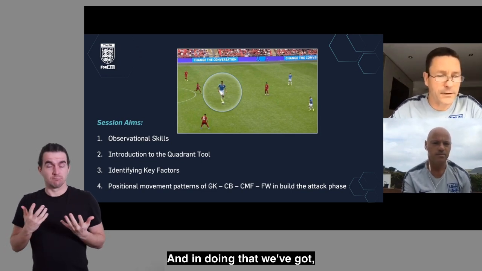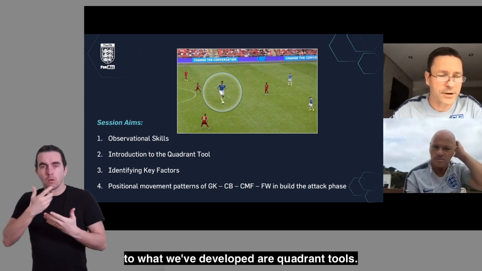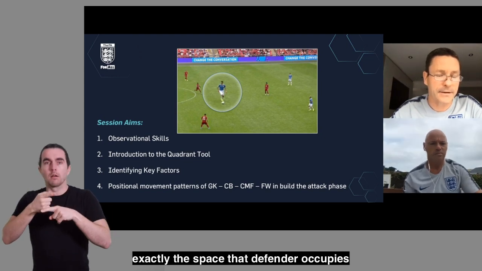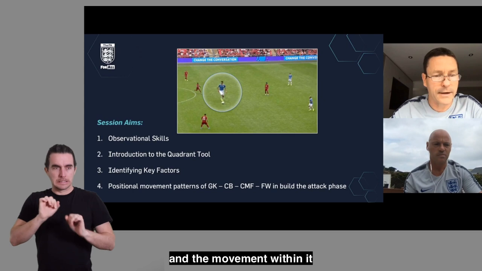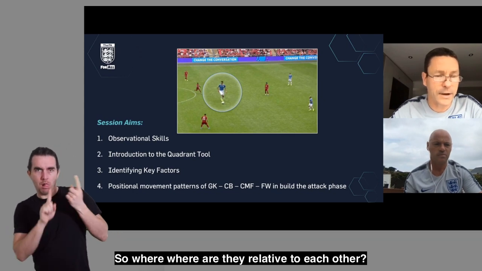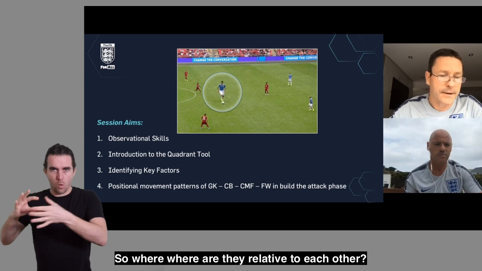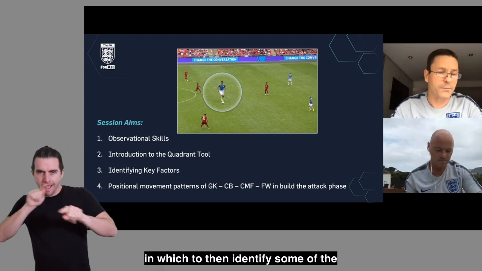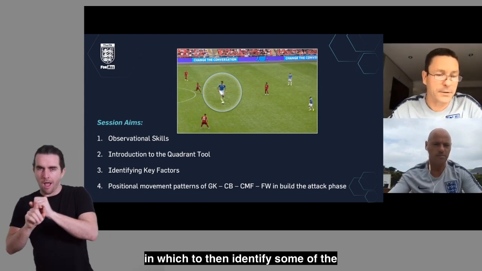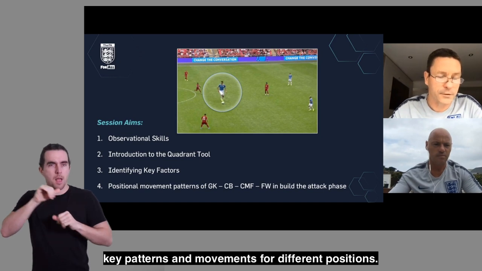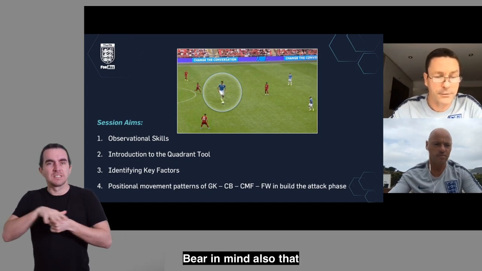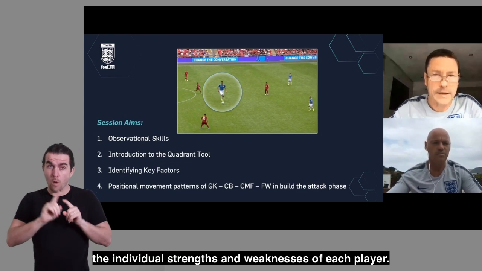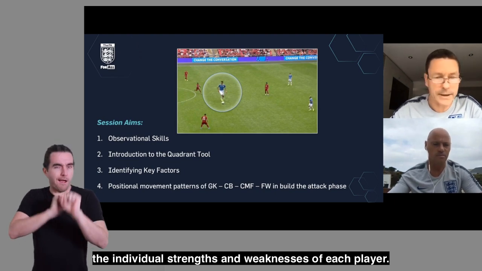And in doing that, we're going to have an introduction to what we've developed, a Quadrant tool, so that we can see specifically within an area exactly the space the defender occupies and the movement within it against the attacker. So where are they relative to each other? And then by doing that, we've identified some key factors to look at in which to then identify some of the key patterns and movements for different positions, bearing in mind also that there are so many different types of players, so we have to bear in mind the individual strengths and weaknesses of each player.